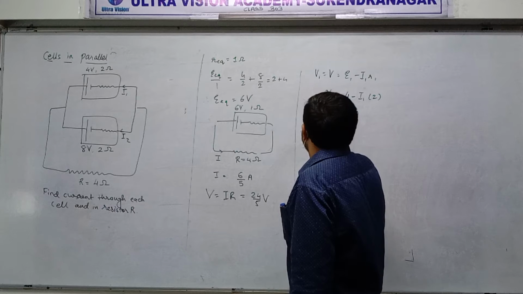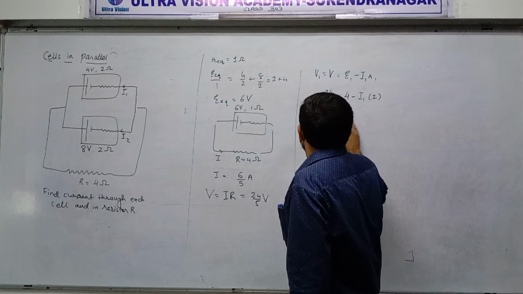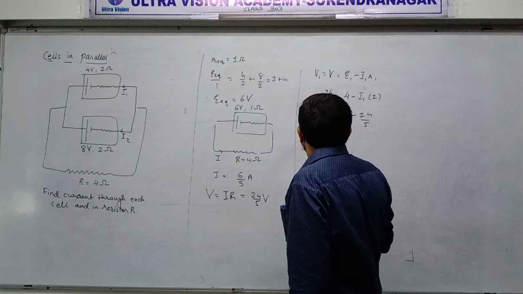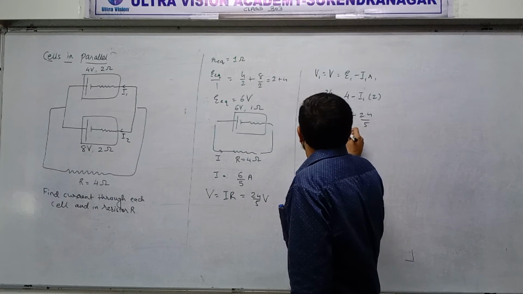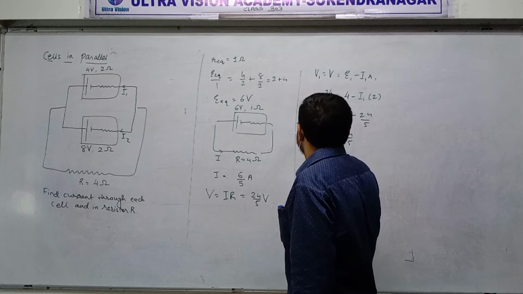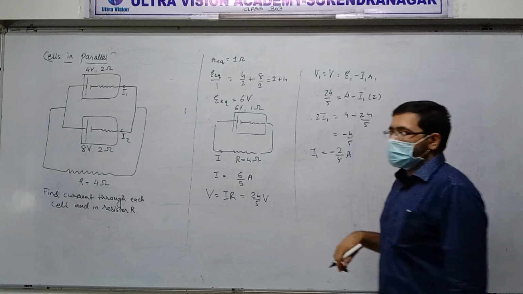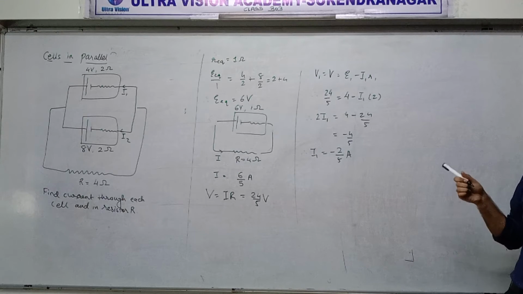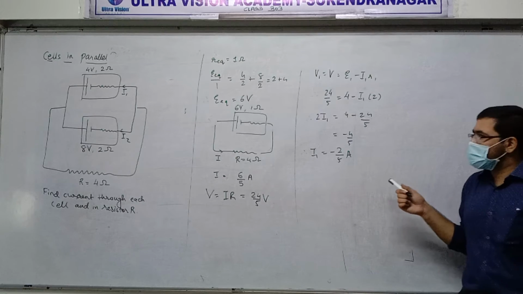So that's why I1 into 2 is equal to 4 minus 24 by 5. You got it? 4 minus 24 by 5. So this is going to be minus 4 by 5, and that's why I1 is minus 2 by 5. Is that okay? Minus 2 by 5. Is this clear?